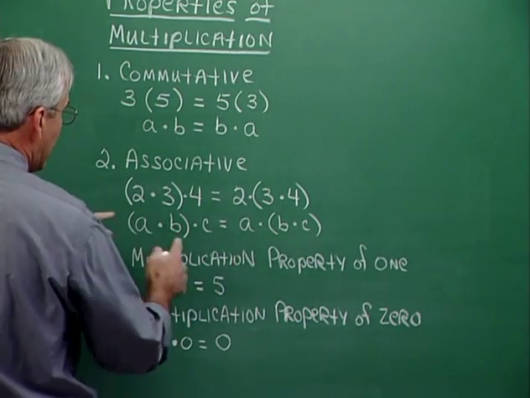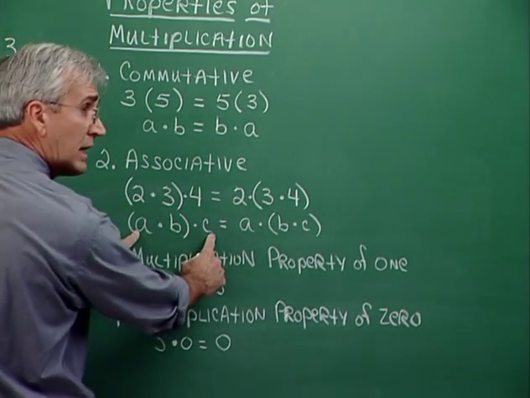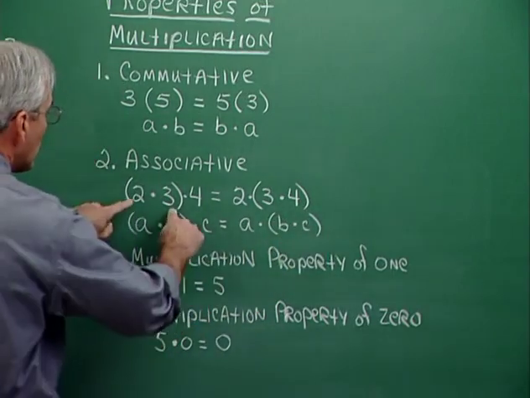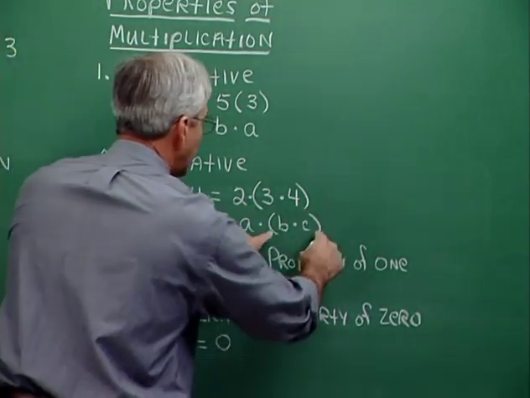And to generalize the situation, A times B times C, if we're multiplying any three whole numbers, we can either multiply the first two or the last two first.